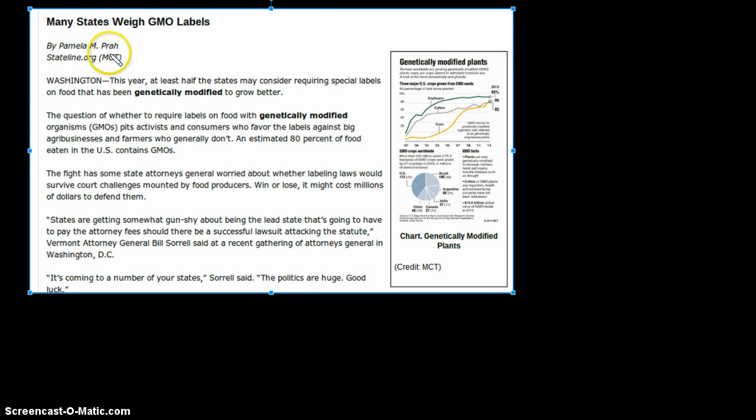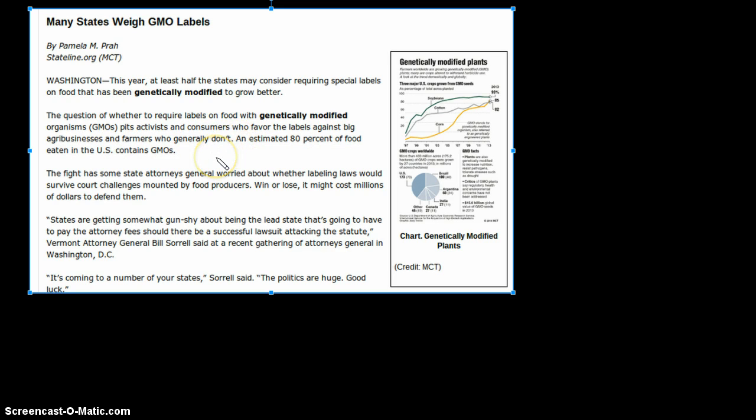Okay, so as we see here, we have this article. It's written by Pamela Pra. Title: Many states weigh GMO labels. Okay, Washington. This year, at least half the states may consider requiring special labels on food that has been genetically modified to grow better. The question of whether we require labels on food with genetically modified organisms pits activists and consumers who favor the labels against big agribusiness and farmers who generally don't.